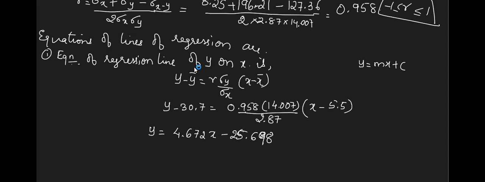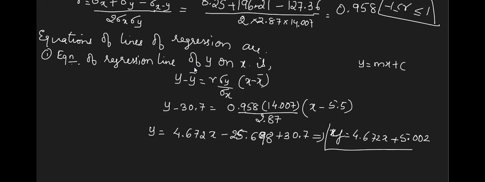Now I have to shift my 30.7 here because I should have only y on one side. So it will be plus 30.7, correct? Now tell me the simplified part. So y equal to 4.672x. Again, this is available in the calculator. Just attach a minus sign to that, plus 30.7. Tell me the answer. 5.002. So this is the first regression line, called y on x.